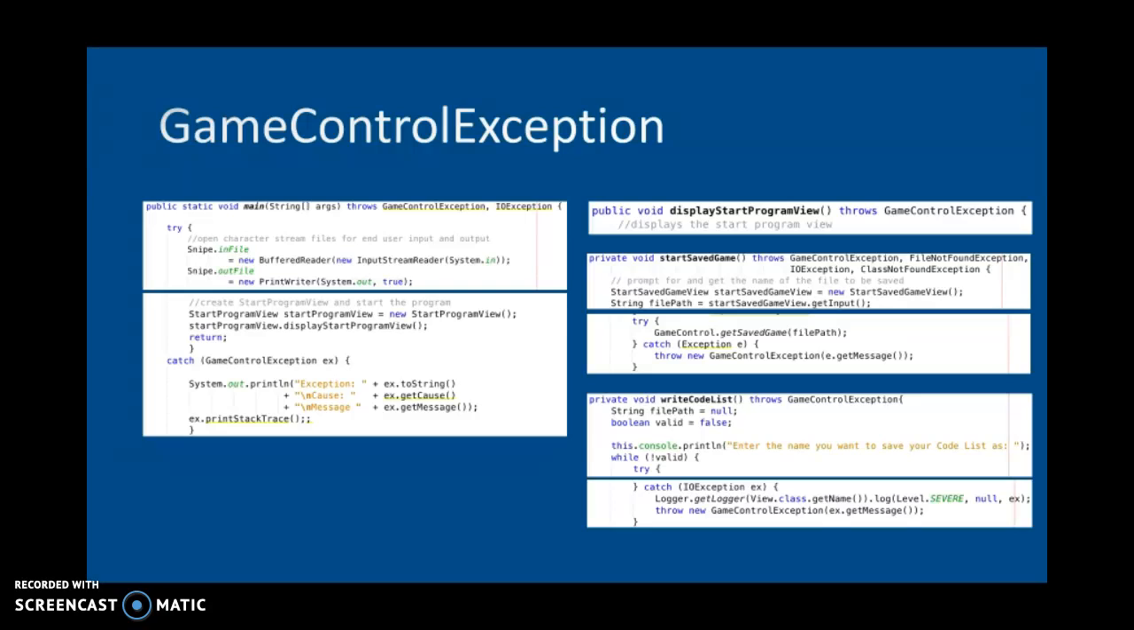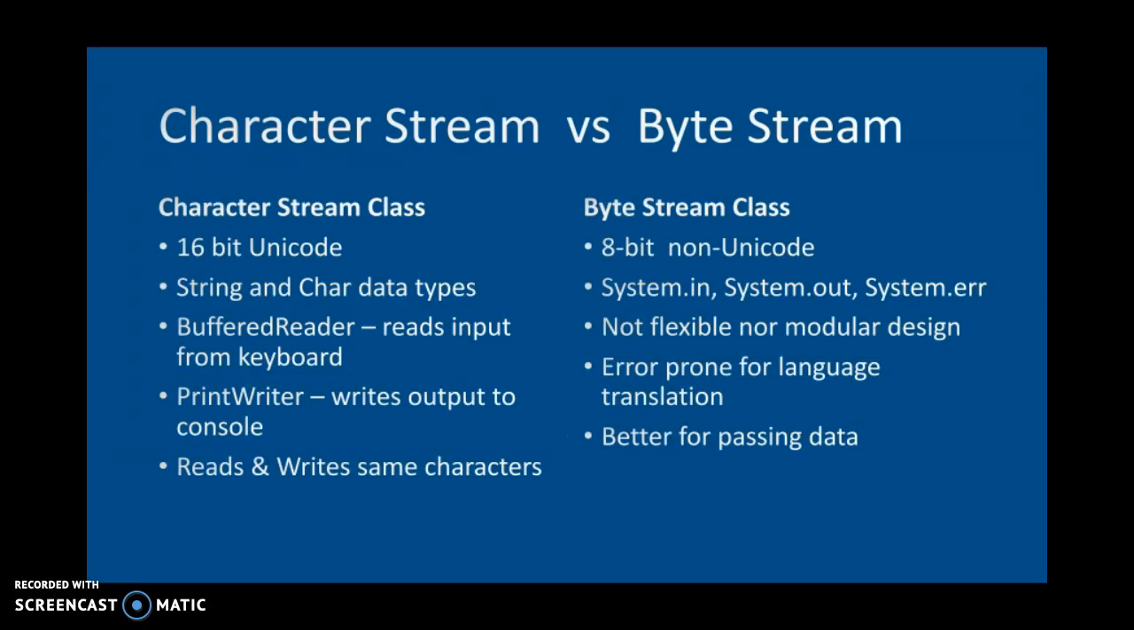It is here in the S.N.I.P.E.java main function the game control exception is caught, and the stack trace prints out the error message indicating the cause of the error and returns back to the function, where a custom error message is displayed to the user.